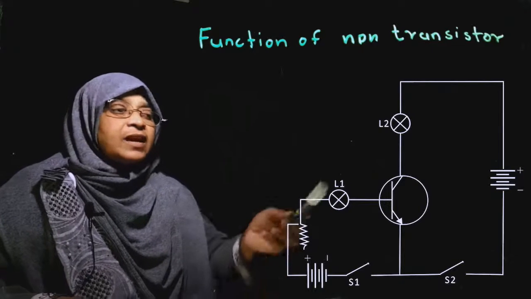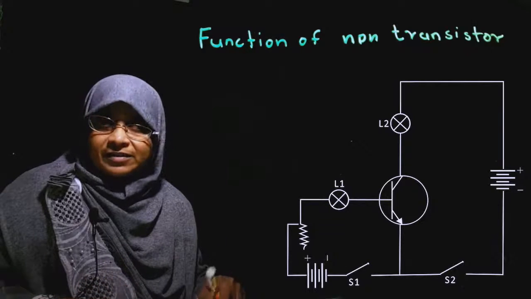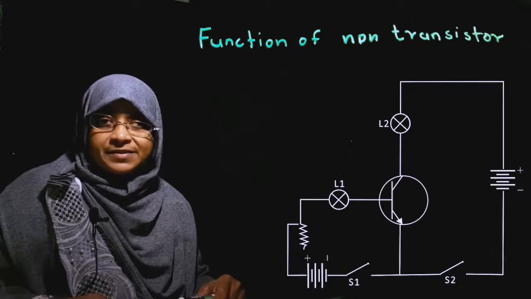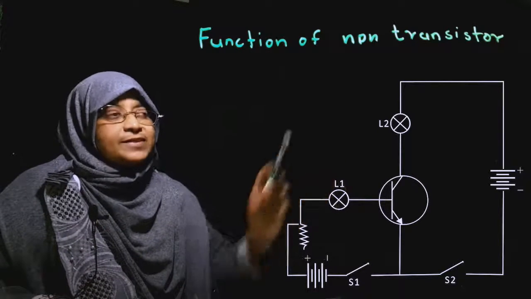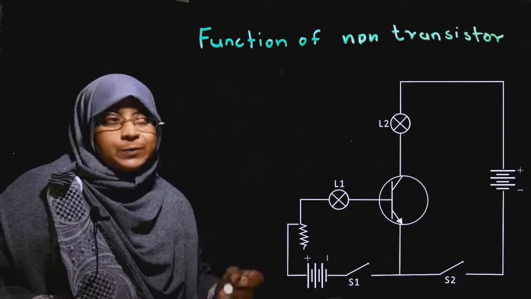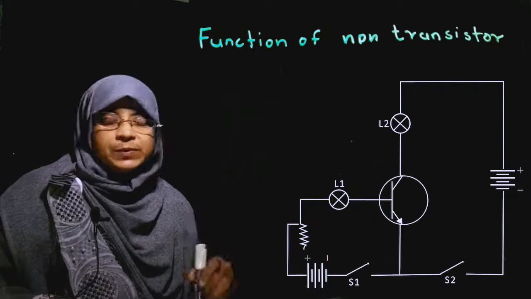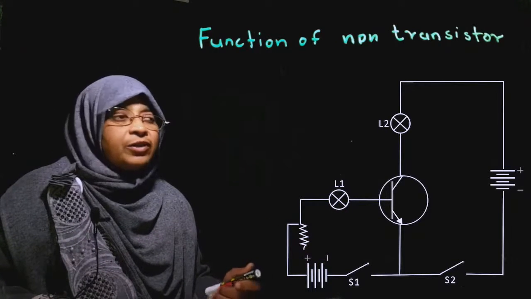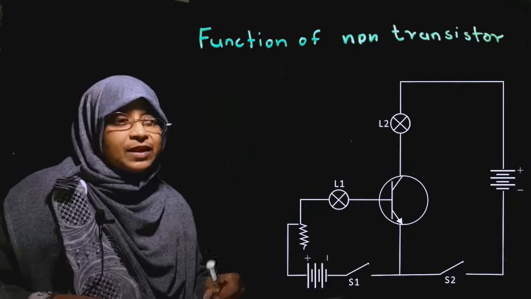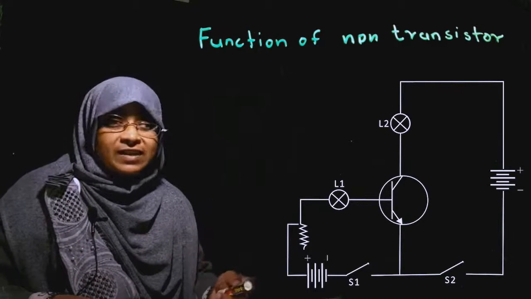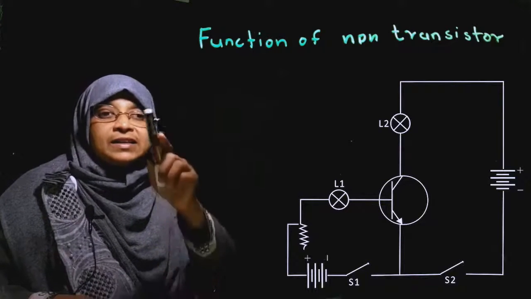And there are two bulbs. These two bulbs are the same power and same size. In the input circuit, the bulb is L1. In the output circuit, the bulb is L2. Now, there are two switches, S1 and S2. Okay, now we are going to observe what happens in the input and the output when switching on S1 and S2. To observe this, we have to make a table.